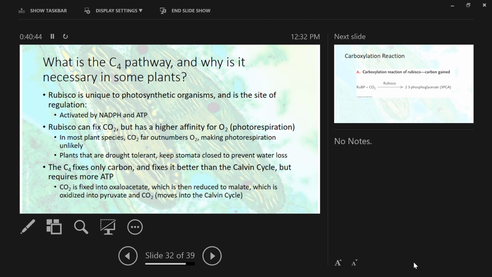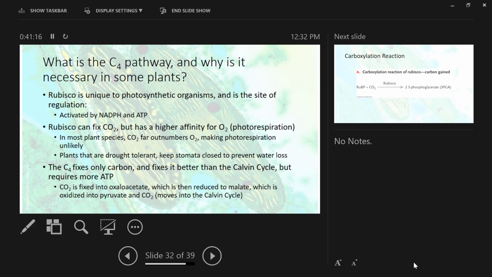So it's basically a way of trapping carbon dioxide and storing it up until you can use it later when there's not going to be any oxygen being produced. And when would oxygen not be produced? At night, when there's no sunlight to split water molecules, or in tissues that are too deep for sunlight to penetrate. Okay? That make sense? Okay, so we have some tools that plants can use to avoid fixing oxygen.